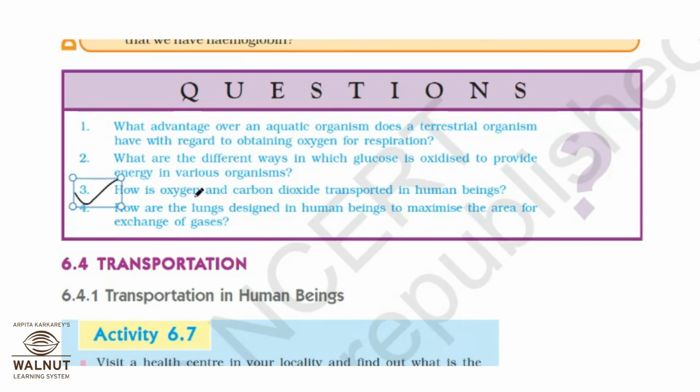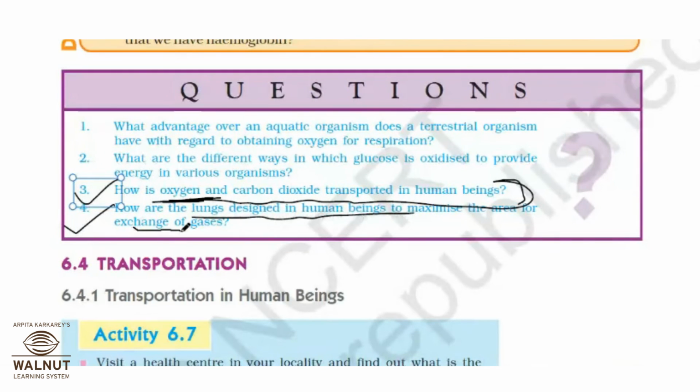Question number 3: how are oxygen and CO2 transported in human beings? Just go through these in-text and exercise questions to know whether you have understood the concept or not. They will not come as is, since term 1 is not subjective, but just to make it clear, you can write about alveolar functions and all. Question number 4: how are lungs designed in human beings to maximize the area of exchange of gases? This is again related to alveoli exchange.